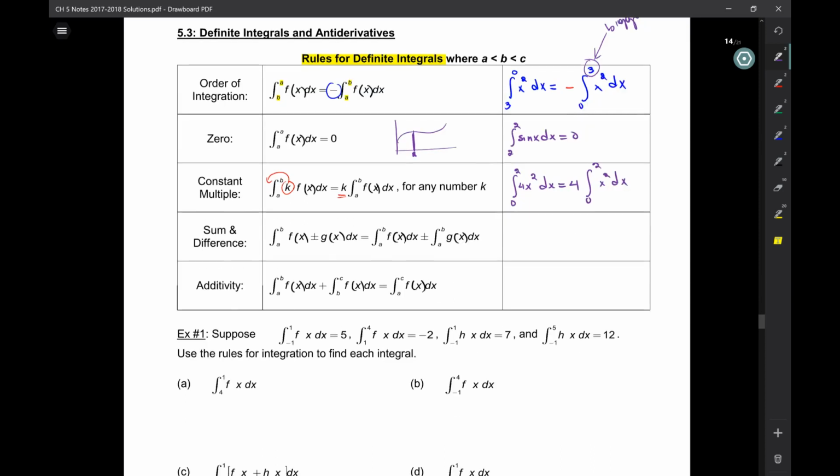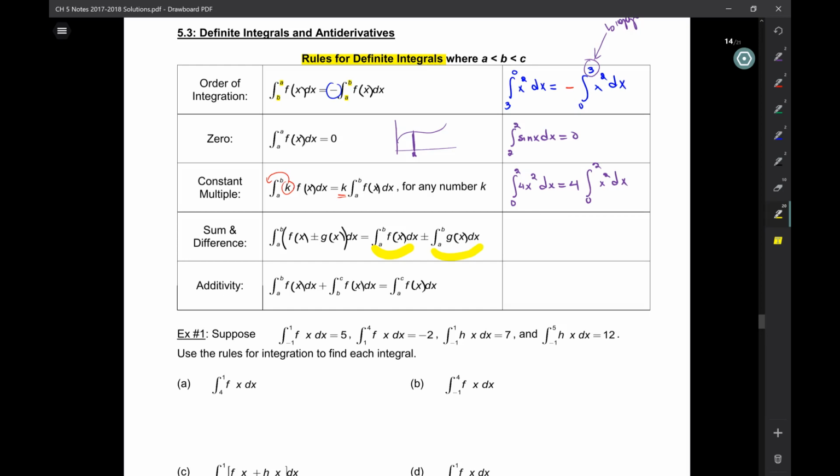All right. Sum and difference. Let's talk about this for a minute. This should have parentheses around it like that. So suppose you want to find the integral from a to b of f of x plus g of x. You could split it up. You could find the area for f of x separately. You could find the area for g of x separately and then add them to each other.